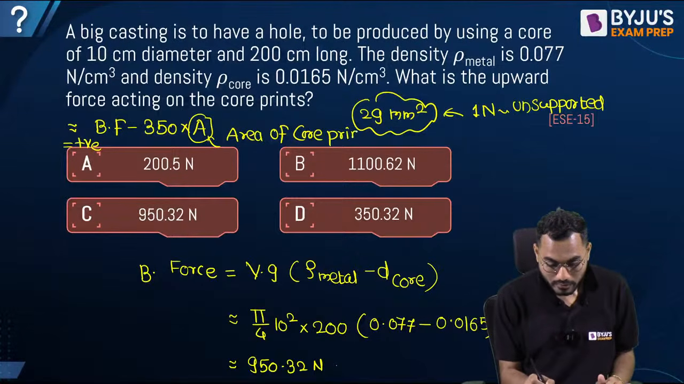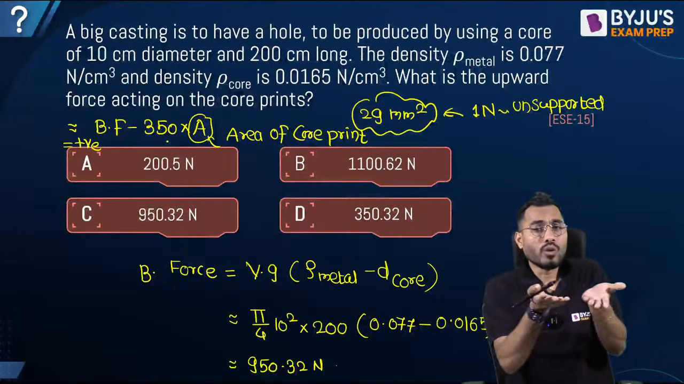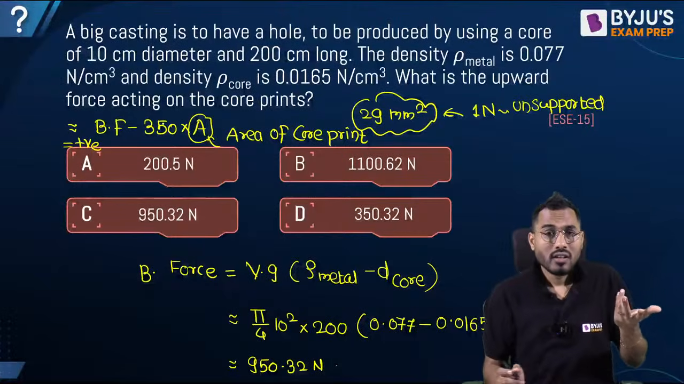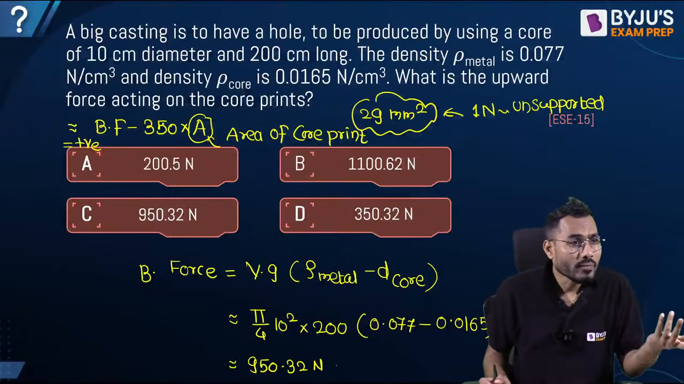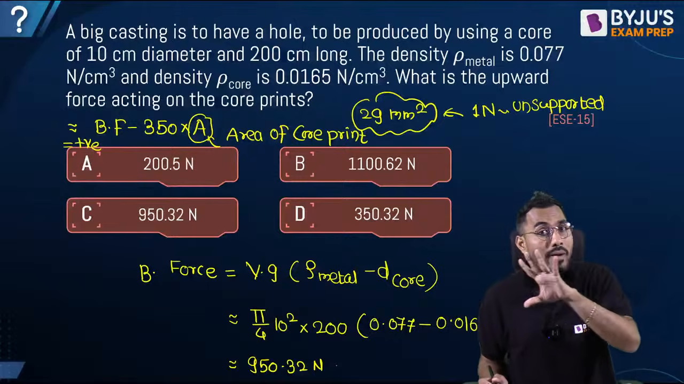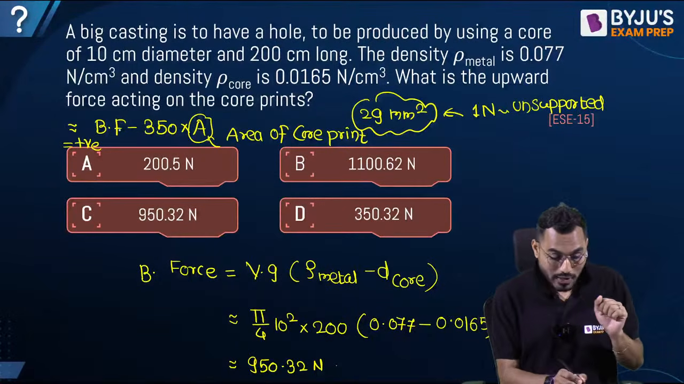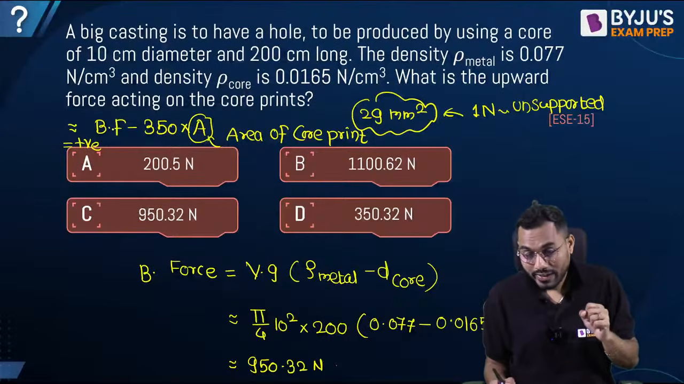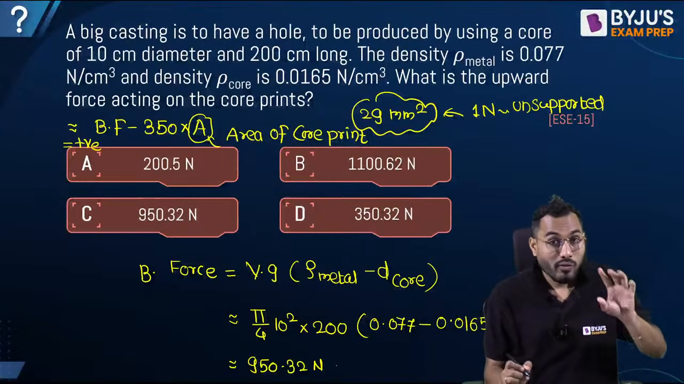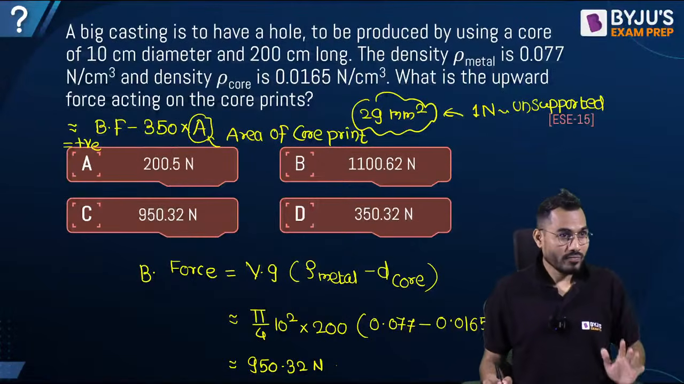If this subtraction is coming 0, there is no unsupported load, and if it is coming negative, it means there is no unsupported load, we don't require any. Yes, this is a standard value: 350 multiplied by area, where A stands for the area of the core print, and BF stands for the buoyancy force acting. And for every 1 Newton of unsupported load, for that 29 millimeter square, a chaplet has to be provided.